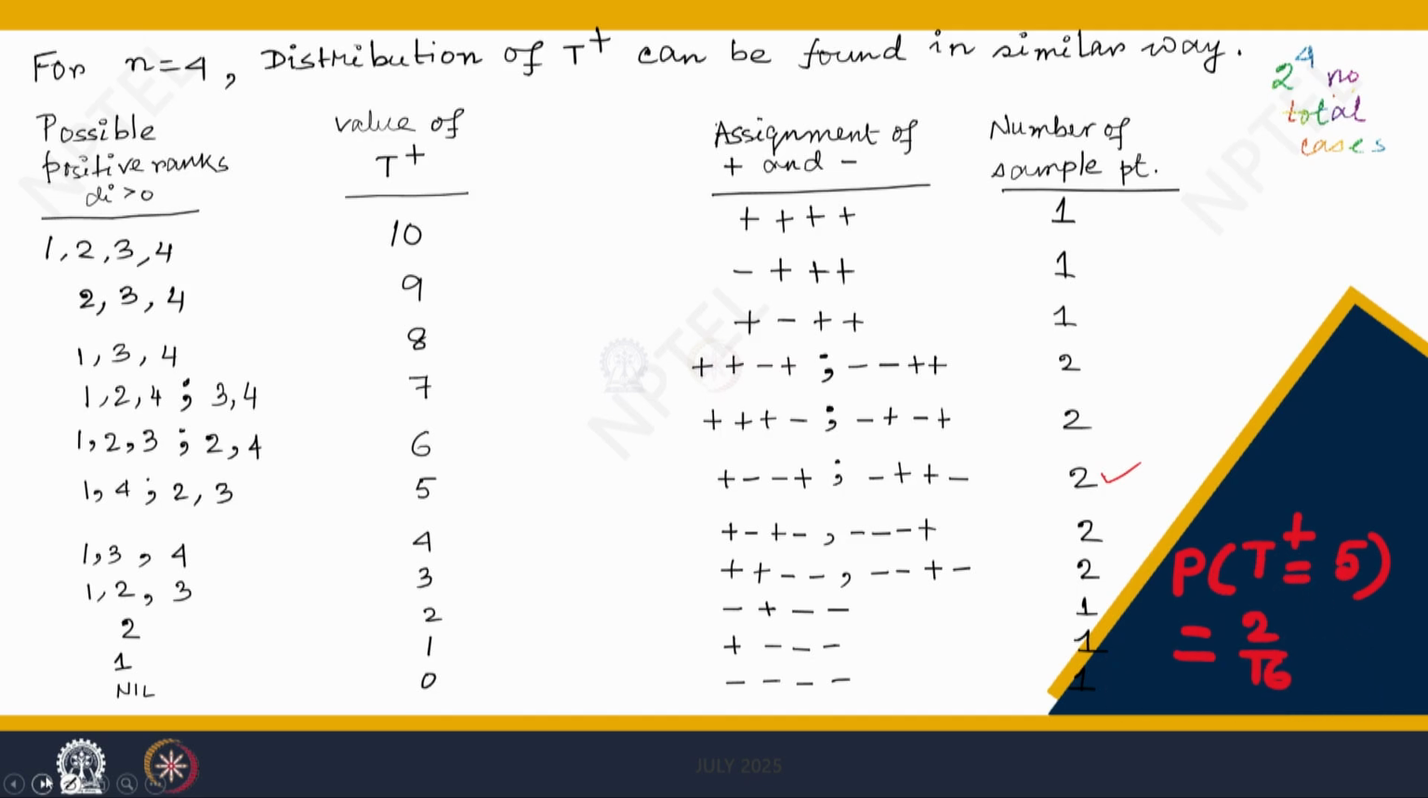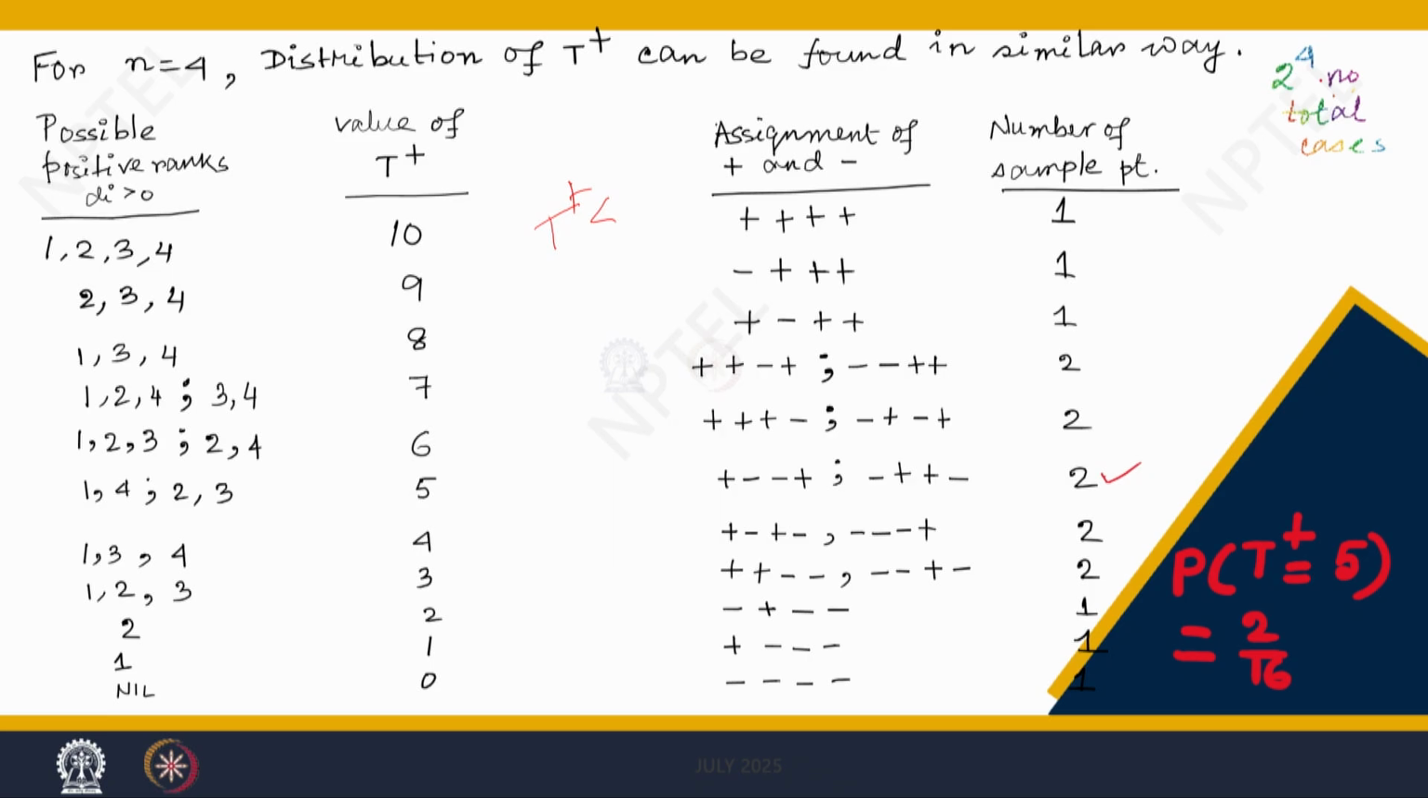Similarly, for n is equal to 4, the distribution of t plus can be found in a very similar, very analogous manner. In that case, the total number of cases will be 2 to the power 4, that means 16, and I am not going to explain every bit of this calculation because I am dead sure that you people are smart enough to look at it. So the possible positive ranks are 1, 2, 3, 4, value of t plus 10. Only glitch is what will be the range of t plus, what will be the maximum value of t plus.